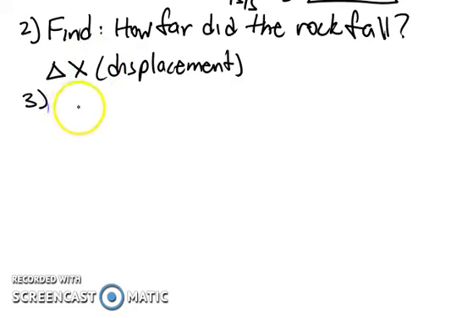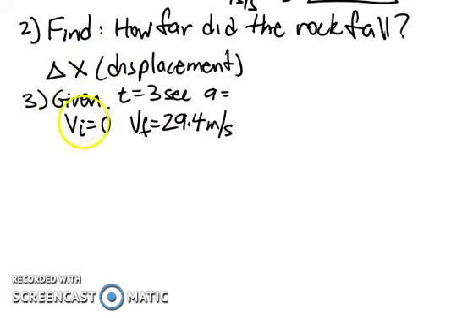Okay, so 3, what am I given? So I'm given that the time is 3 seconds. Acceleration, I'll talk about that in just a moment. My initial velocity, I dropped it, was 0 meters per second. The final velocity after 3 seconds is 29.4 meters per second. We know the acceleration is 9.8 meters per second squared, and again, we can call that g if we'd like to.